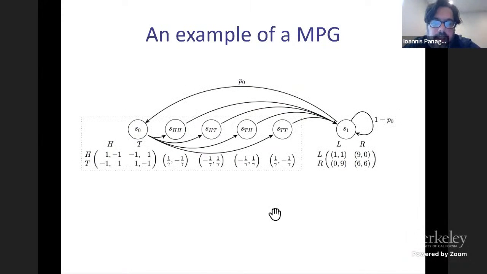So here is an example of an MPG. This MPG is a two-player game. You have 6 states. In the first state S0, people play matching pennies. Depending on the choice, if both players play heads, you jump to this state. If players play tails, they jump here. If one plays heads and the other plays tails, you jump here. And if the first player plays tails and the second heads, you jump here. And then deterministically, you go to state S1, in which with probability P0, you go back to S0, and with probability 1 minus P0, you remain at S1.